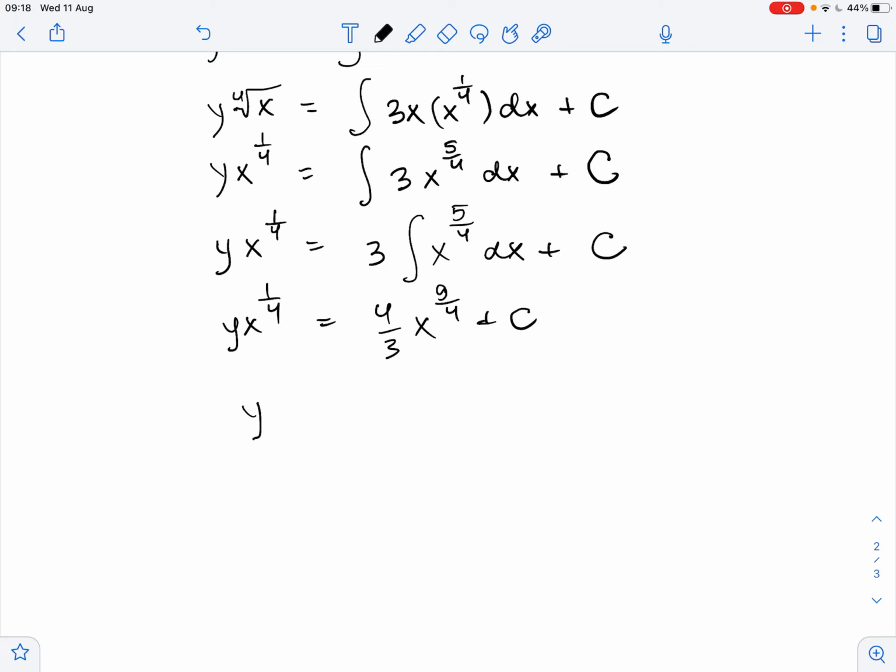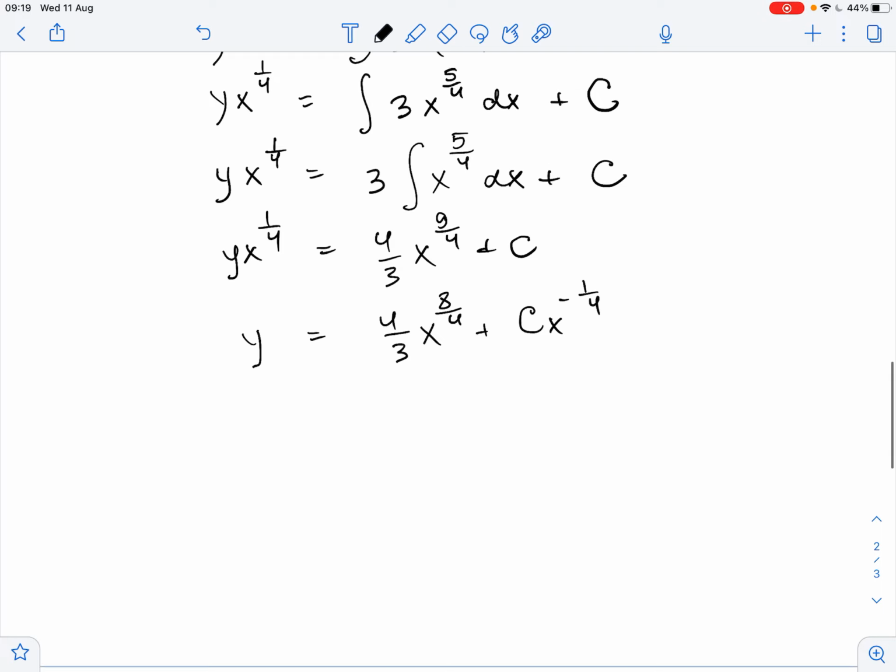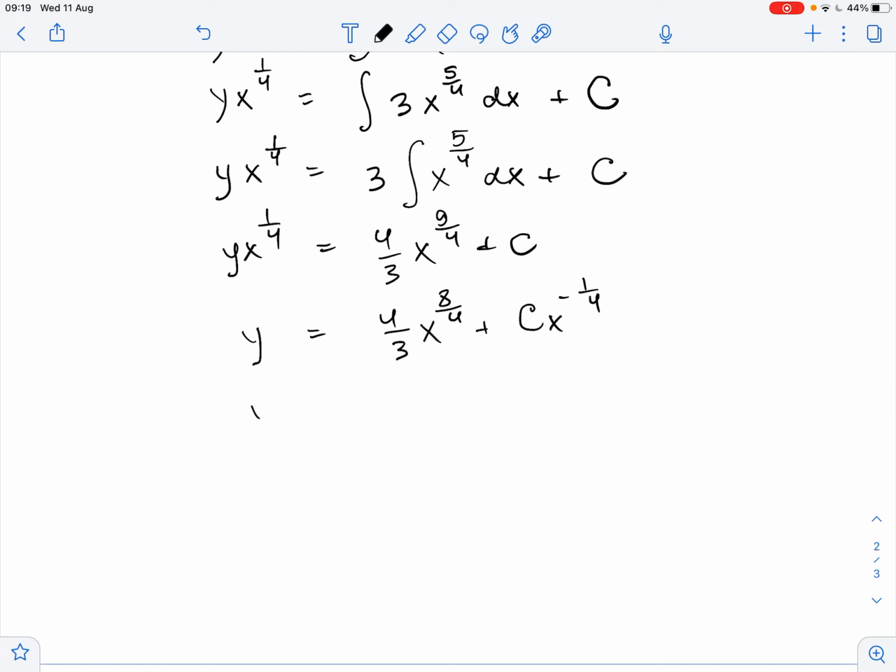So we get that y equals 4/3 times x to the power of 8/4 plus c times x to the power of -1/4. So we get, this is our general solution. We can simplify it a bit. So y equals 4/3 times x squared plus c times x to the power of -1/4.